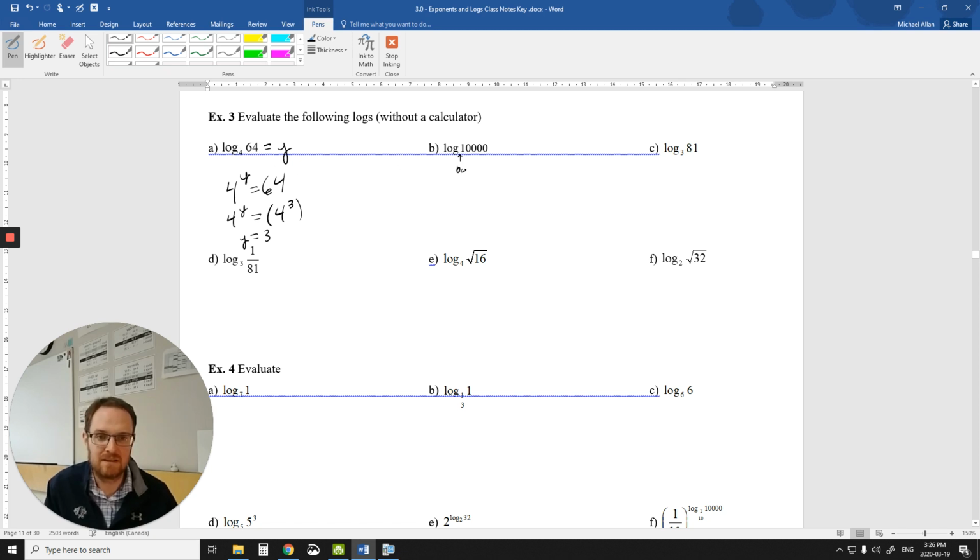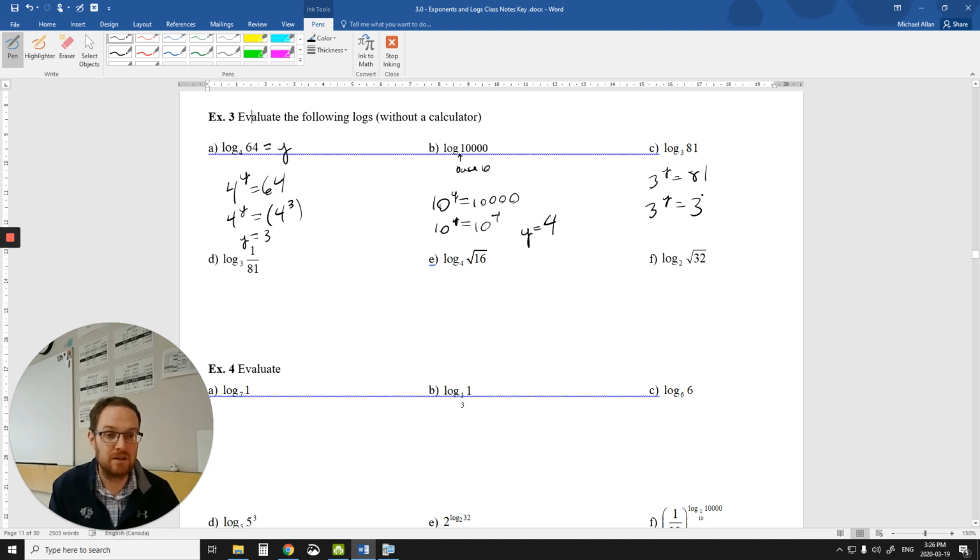My base, because I don't see it, is 10. So it's asking me, what do I have to raise 10 to get 10,000? Then I can change that to base 10. So y is 4. Same idea. What do I have to raise 3 to get to 81? If I change the base of 81 to 3 to the power of 4, y is also equal to 4.